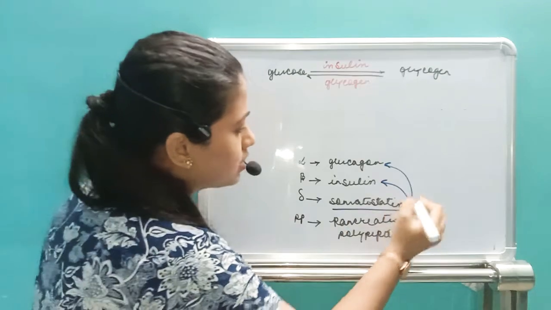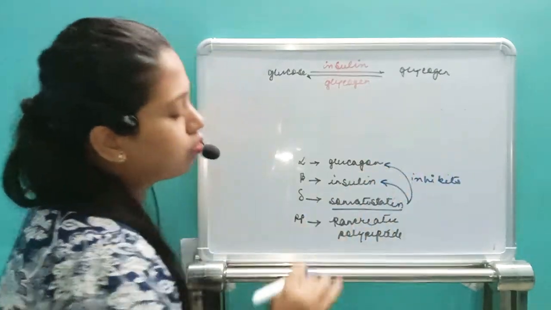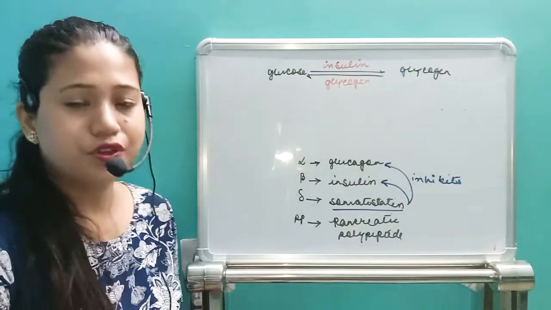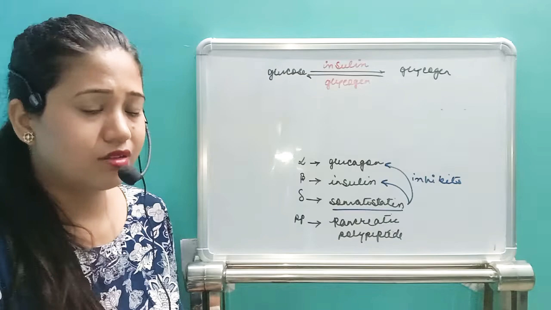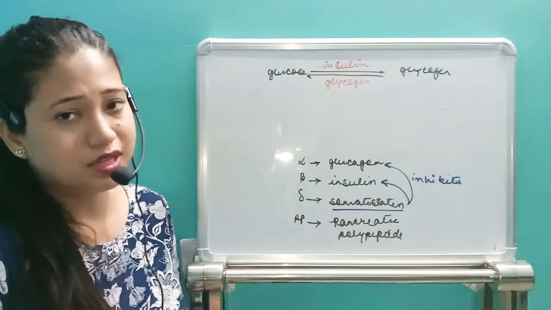Okay, so somatostatin inhibits both glucagon and insulin. Actually both of them are functioning with opposite functions, they are antagonistic to each other. So that's why their maintenance and regulation is very much essential.